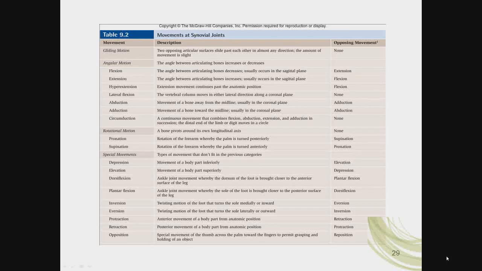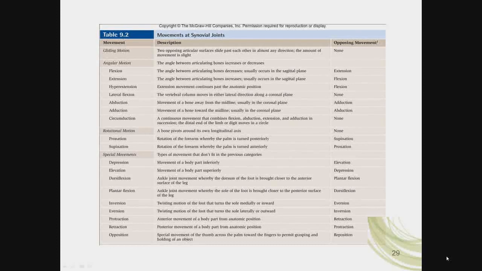This table summarizes the kinds of movements at synovial joints. Again, they're broken down into four main categories: gliding, angular, rotational, and then the special movements. One of the special movements I told you about was medial and lateral excursion. That's sort of like you swinging your jaw side to side. That is technically considered to be a gliding motion of your jaw, in which case two opposing articular surfaces, in this case the temporomandibular joint, the bones are sliding past each other in a certain amount of direction, like side to side in this case, and the amount of movement is actually relatively slight.